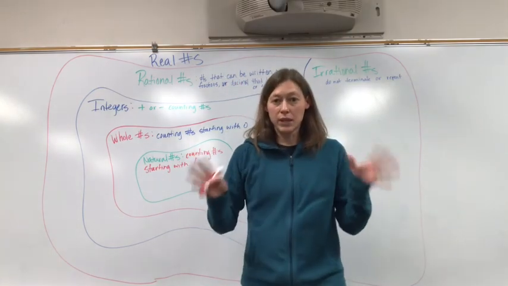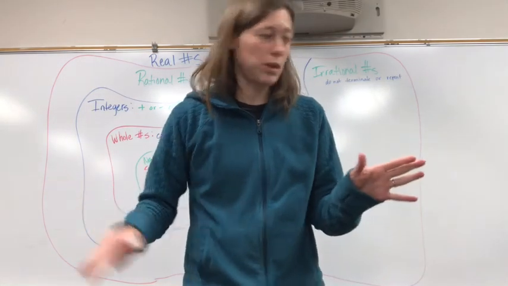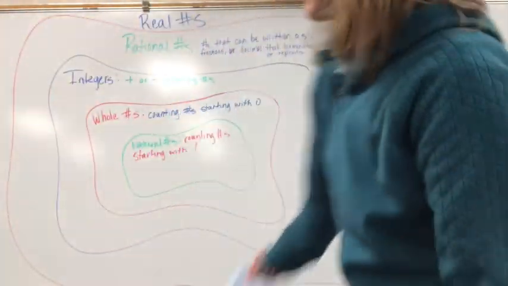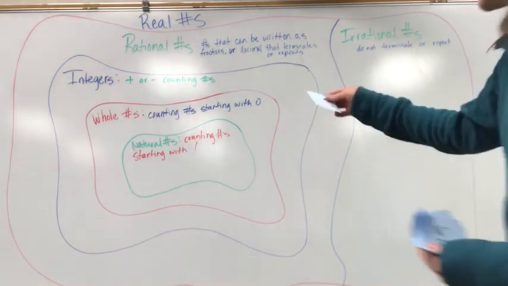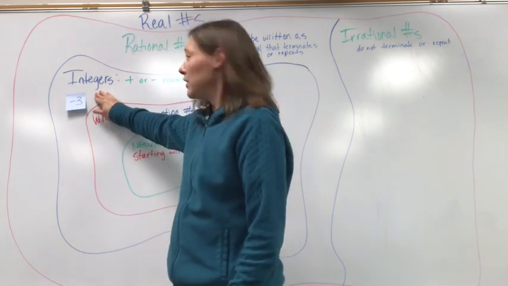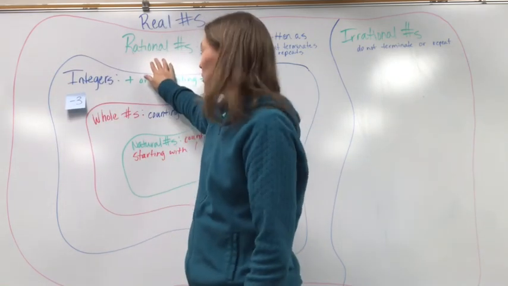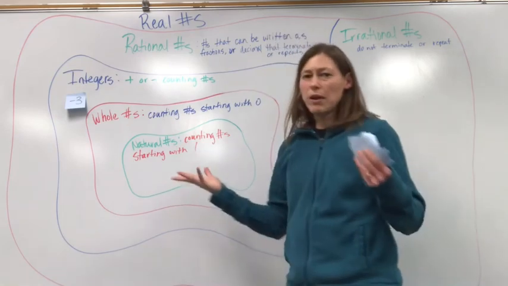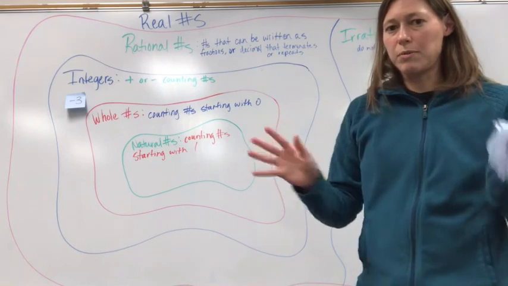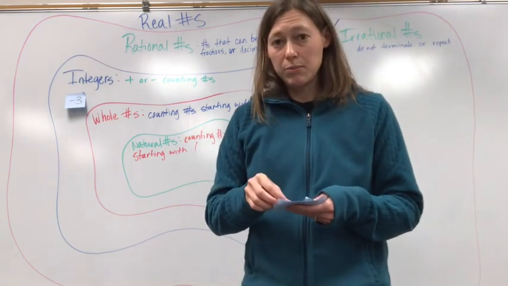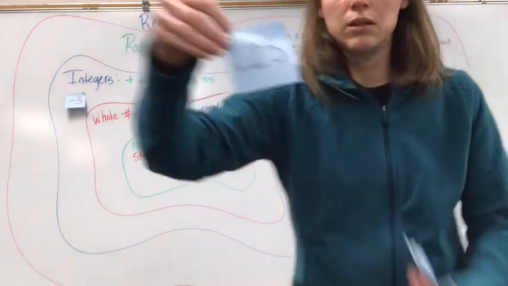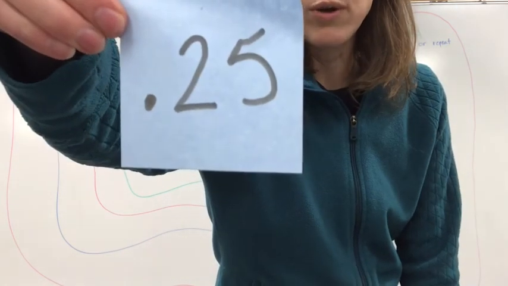Okay, so here's a little test. Let's see if you know these. Start with -3. Where do you think -3 goes in the big blob? Yes, -3 is an integer. It's inside the rational numbers, so it's also rational and it's also real. All of our numbers are going to be real numbers. We aren't going to talk about imaginary numbers in Algebra 1, but that will be something you'll talk about in Algebra 2. Okay, 25 hundredths, or 0.25. Where does that go?